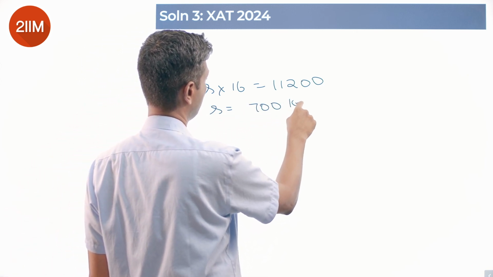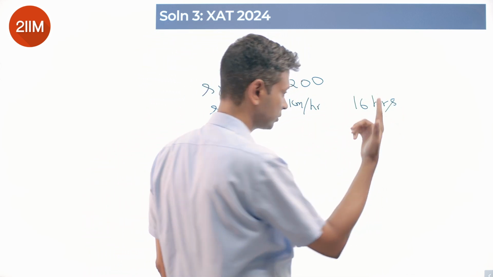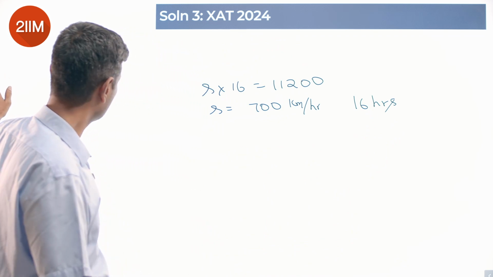You're traveling at a speed of 700 kilometers per hour. You travel for 16 hours to cover that distance. Nice. Now let's go to the question.